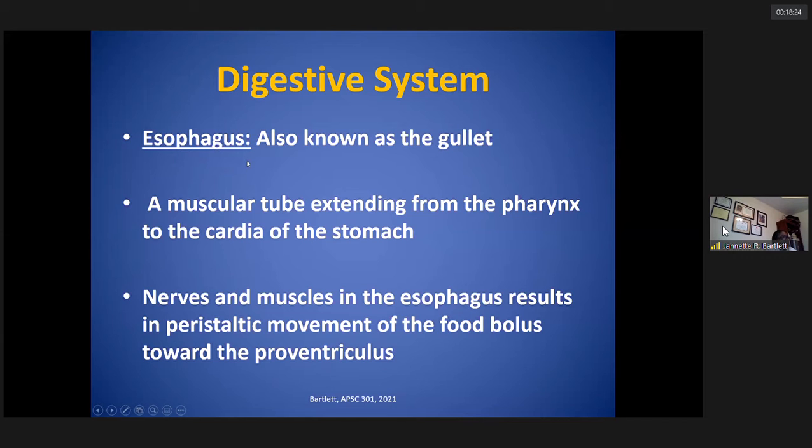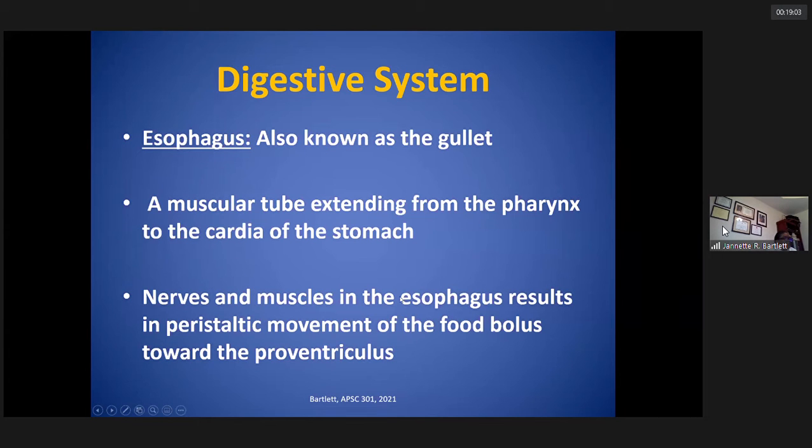Now, the esophagus. Now that the food is grasped by the beak and enters the mouth, it's going to pass down the esophagus. Another name for the esophagus is the gullet. So if you're reading and you see them talking about the gullet, you know it's used interchangeably with esophagus. And this is a muscular tube extending from the pharynx to the cardia of the stomach. So the esophagus comes from the pharynx in the throat and goes down right till it gets to the stomach.